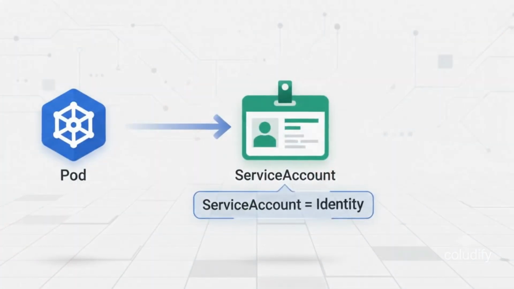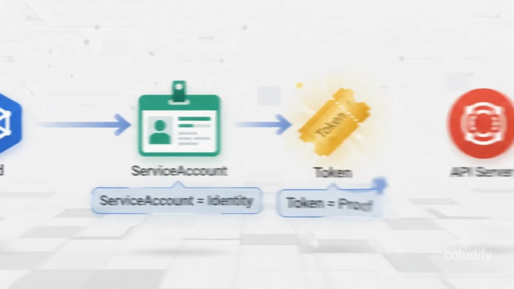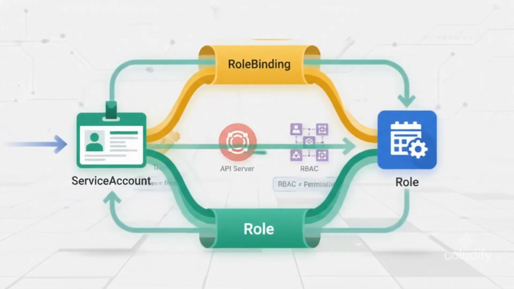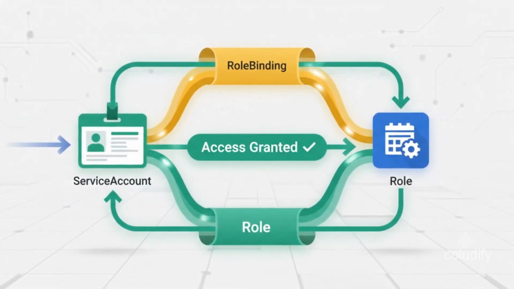So always remember, service account provides identity, token provides RBAC permissions, role binding grants the access.